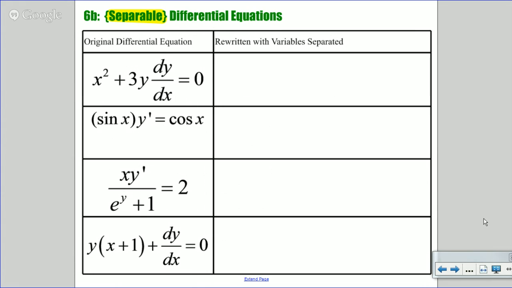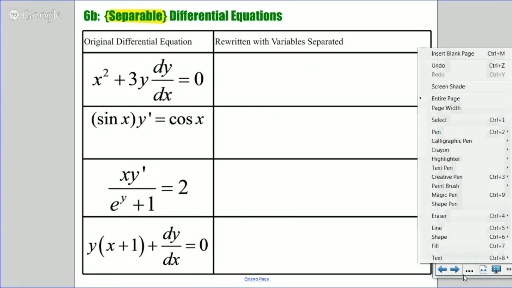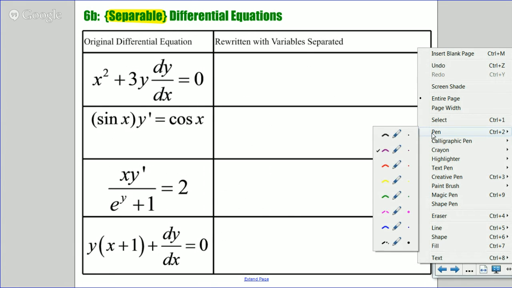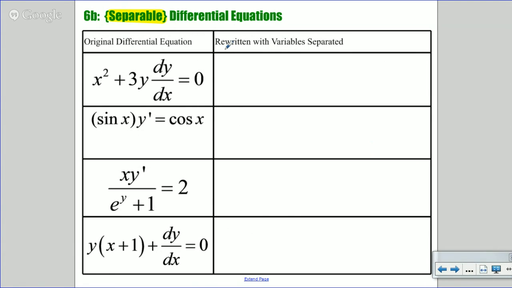All right. Let's look at this first one. Again, I want to get x's on the right side, y's on the left. So what I'm going to do first is go ahead and subtract x squared from both sides. So I would get 3y times dy dx equals negative x squared.